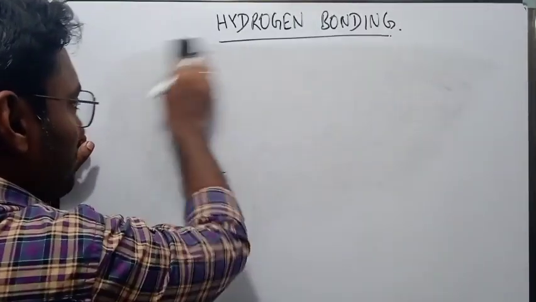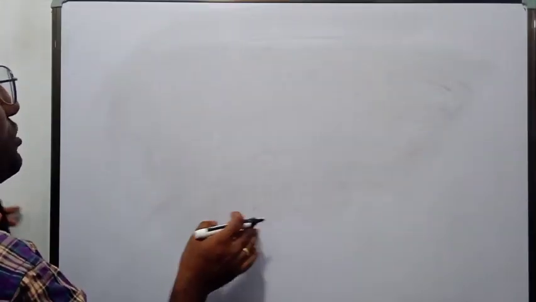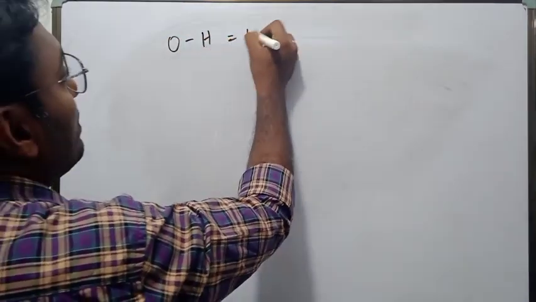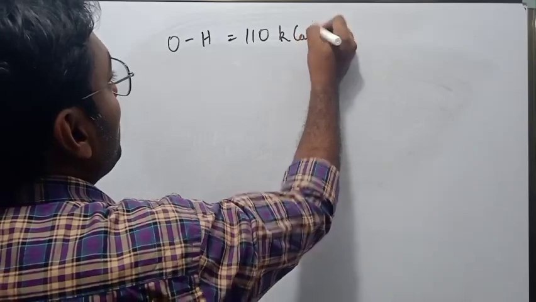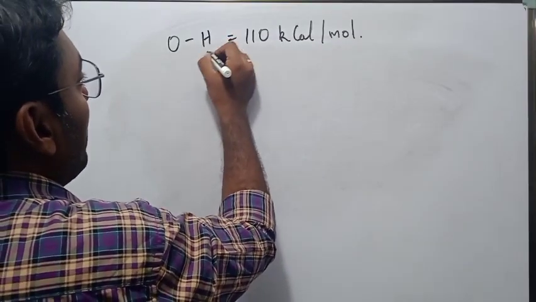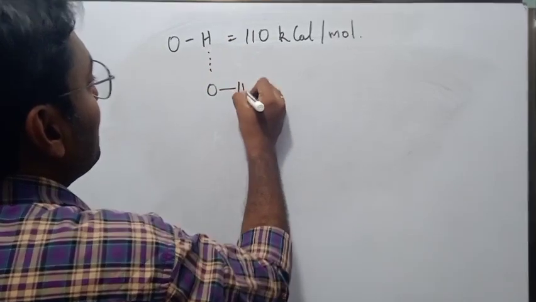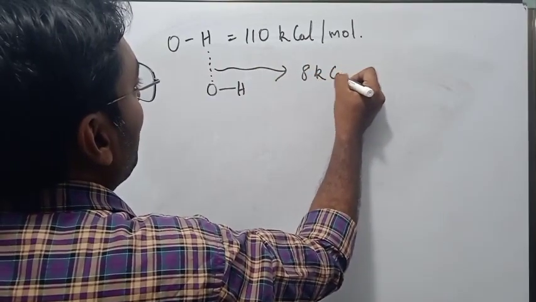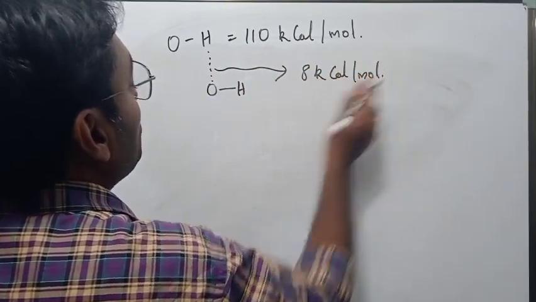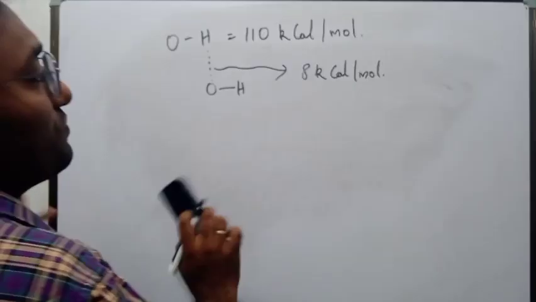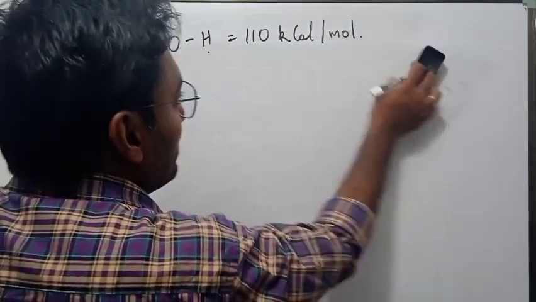Now, as I told earlier, hydrogen bonding is not equivalent to covalent bond. See, OH bond, covalent bond is 110 kilocalorie per mole. But hydrogen bonding between these two, right? That would be only 8 kilocalorie per mole. So hydrogen bonding is actually very weak. It's a weak intermolecular, weak electrostatic force of attraction. Nothing else. There is no bonding.